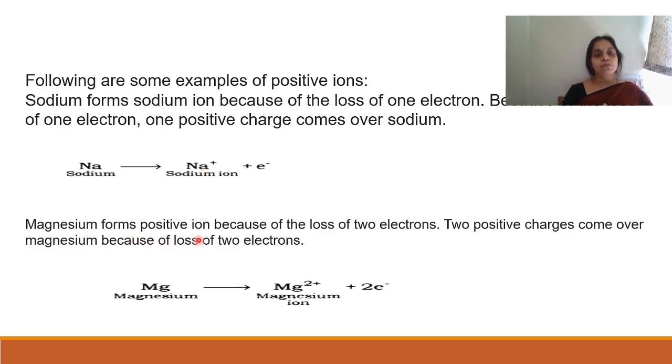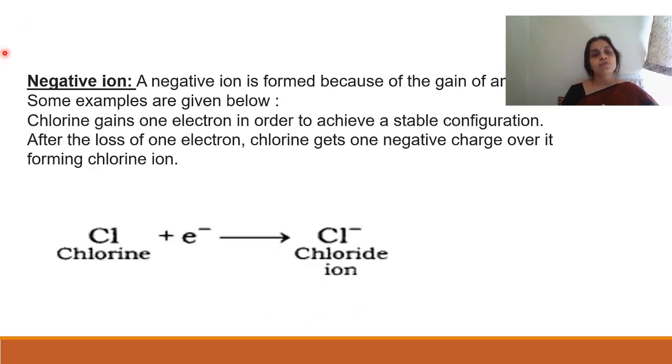Magnesium forms a positive ion because of the loss of 2 electrons. The atomic number is 12, with configuration 2, 8, 2. It will lose 2 electrons and gain a charge of plus 2, meaning it has lost 2 electrons. Again the protons are dominating: there are 12 protons and 10 electrons. So two positive charges come over Mg because of loss of 2 electrons. These are cations.